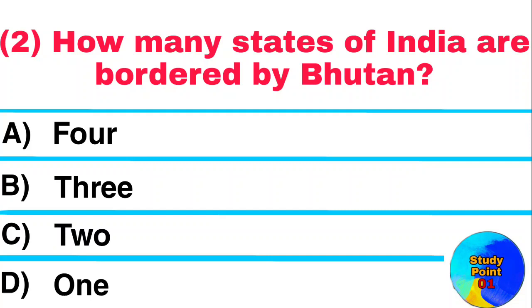Question. How many states of India are bordered by Bhutan? A. 4. B. 3. C. 2. D. 1. Answer. 4.